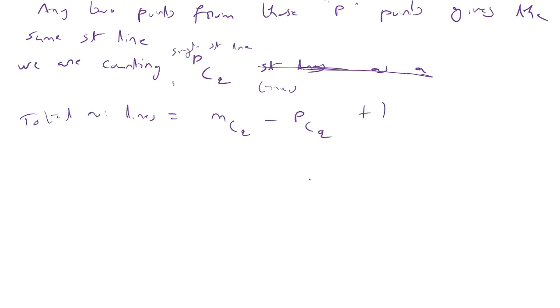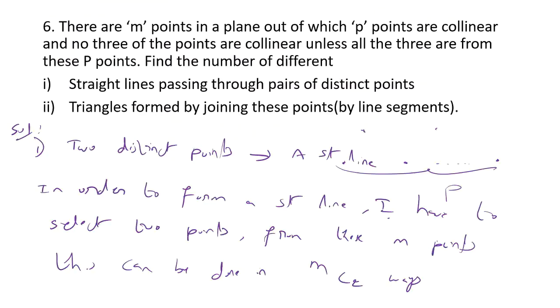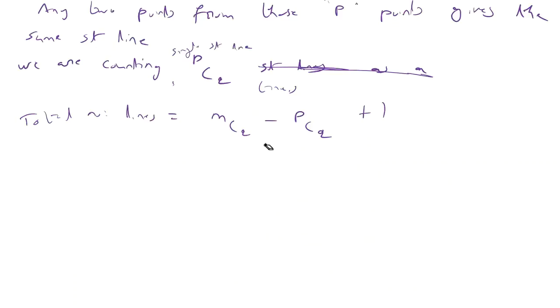Any 2 points give me a straight line. But here we have p points which are collinear. All these p collinear points give rise to the same straight line. But I have to count distinct straight lines. So we are counting the same straight line p choose 2 times, and we have to eliminate those repetitions. Those repetitions can be eliminated by removing p choose 2. If I remove p choose 2, I am discarding the line passing through those p points. Therefore, the complete answer is m choose 2 minus p choose 2 plus 1.